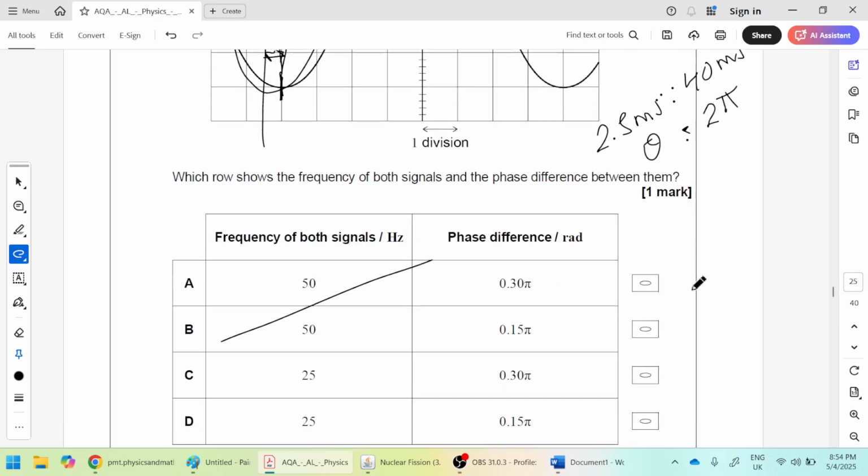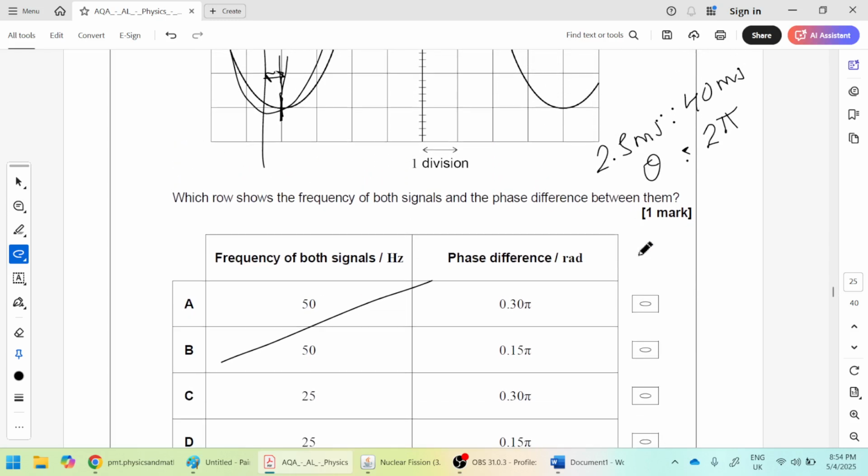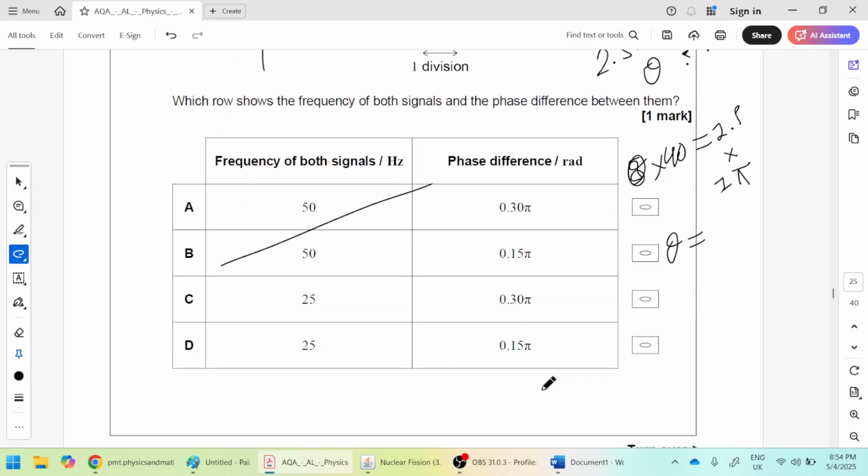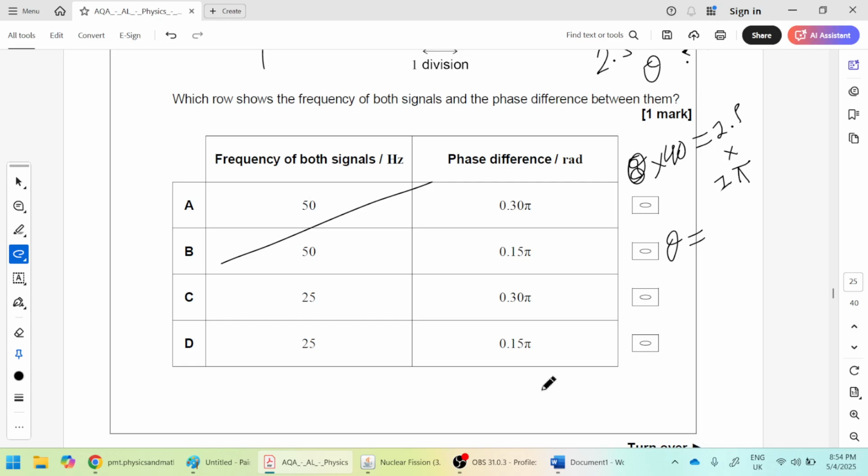Solving that, theta times 40 equals 2.5 times pi. So theta is equal to, in the calculator, 2.5 times 2 pi. Just going to ignore the pi because it's here as well. 2.5 times 2 divided by 40, so 5 over 40. Closest answer is 125, which is close to 0.15. I'm going to go with this answer.